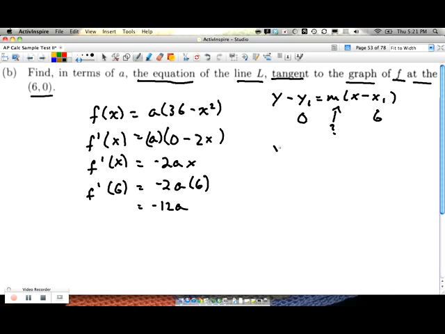So my tangent line then is going to be y minus the y value, which is 0, equals m times x. Oh, well, we know what m is. What is the slope? The slope in this case is negative 12a times x minus 6. There we go.